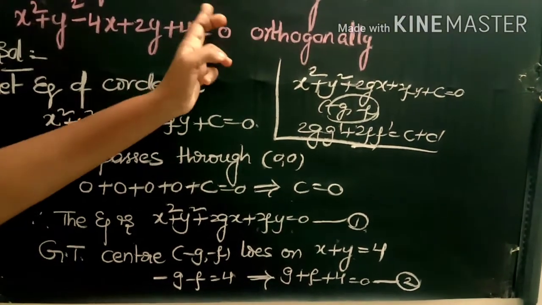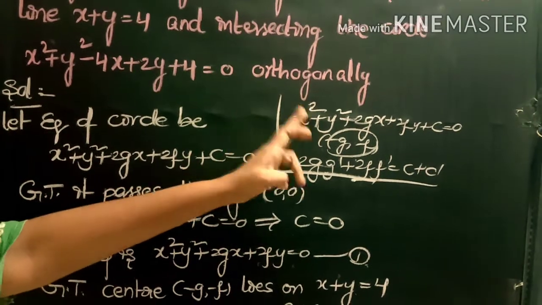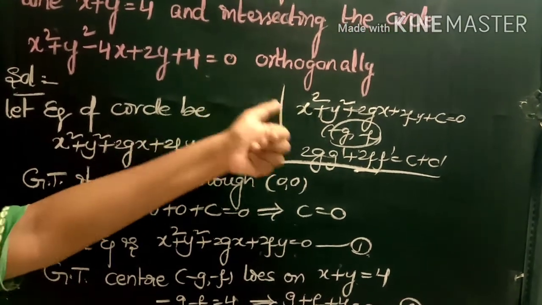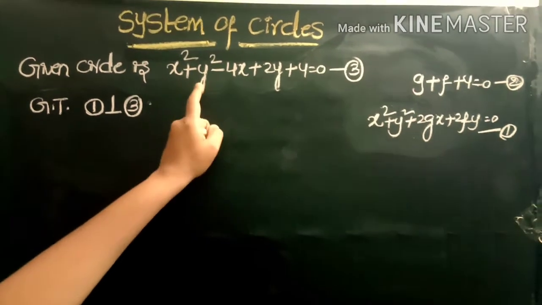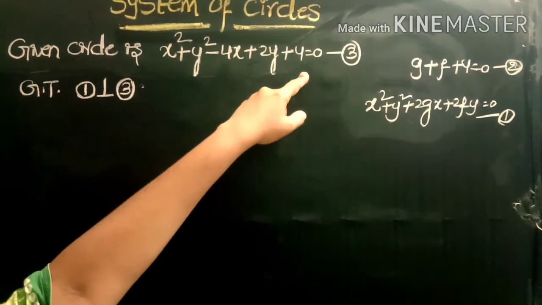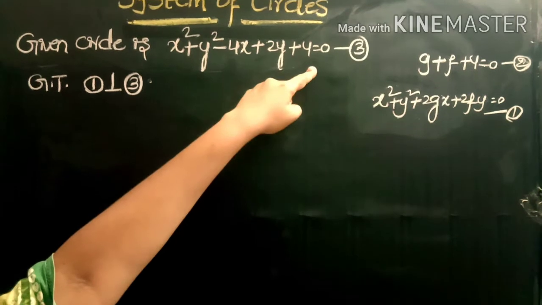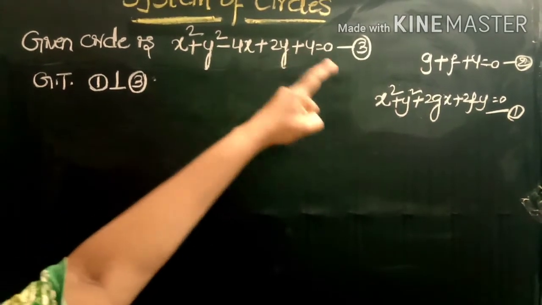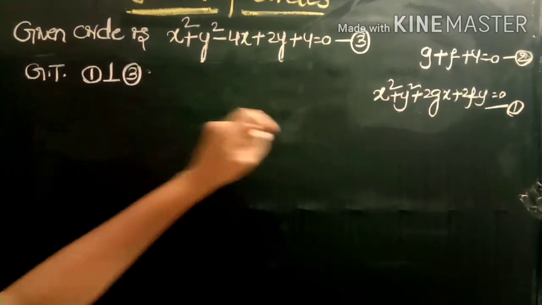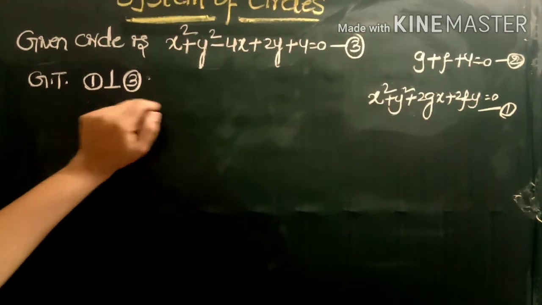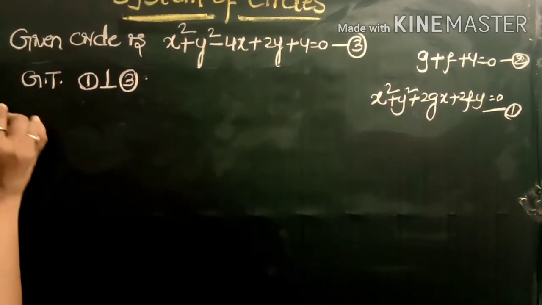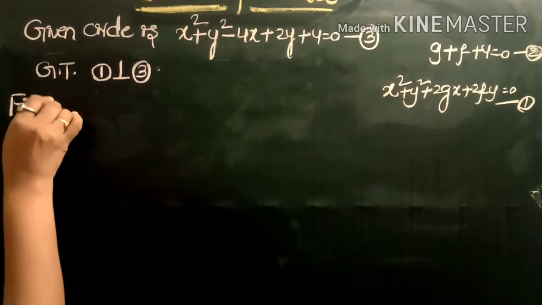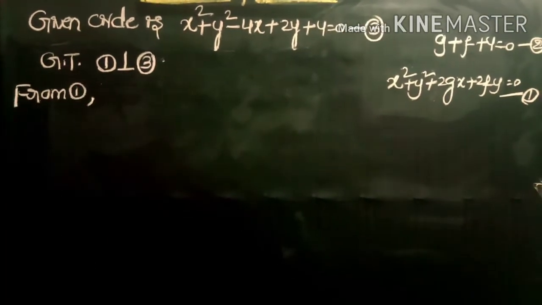Now also given that the circle intersects the given circle orthogonally. Now applying the orthogonal condition to these two circles. The given circle is x square plus y square minus 4x plus 2y plus 4 equal to 0, which is taken as the third equation. Now we are applying the orthogonal condition to the first and third equations, since given that the required circle is orthogonal to the given circle. So one is perpendicular to the 3. That is, we are taking the values g, f, c from the first equation.